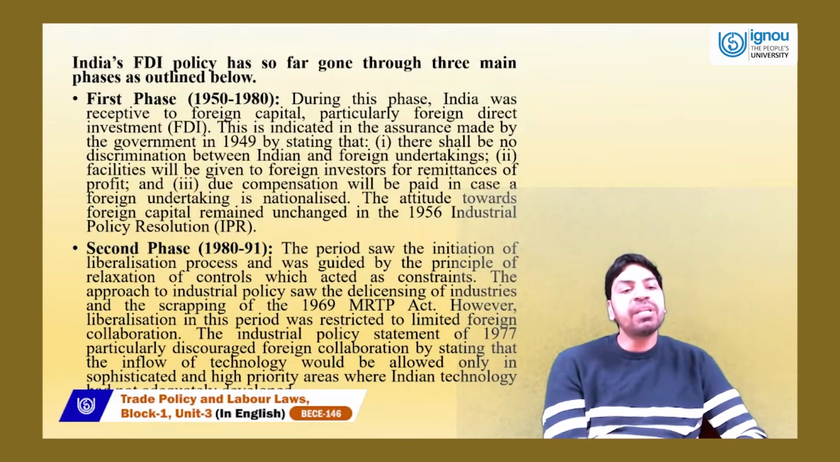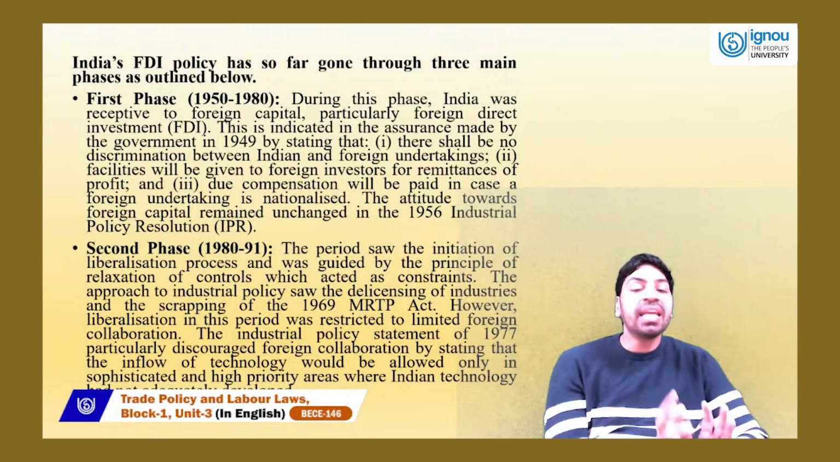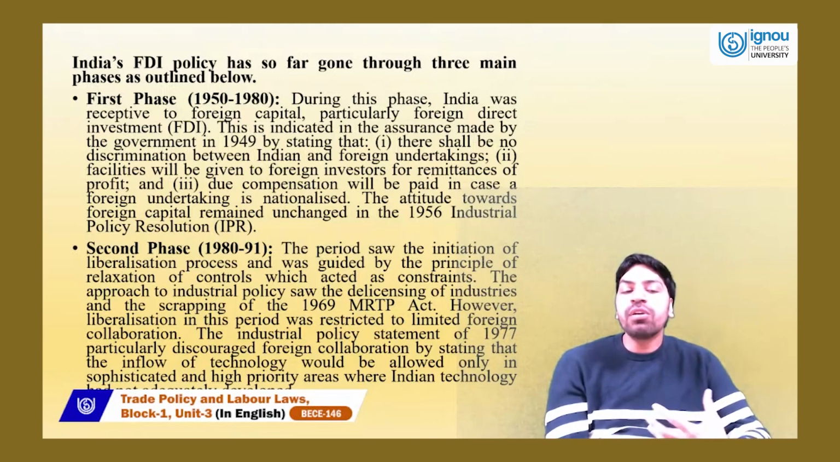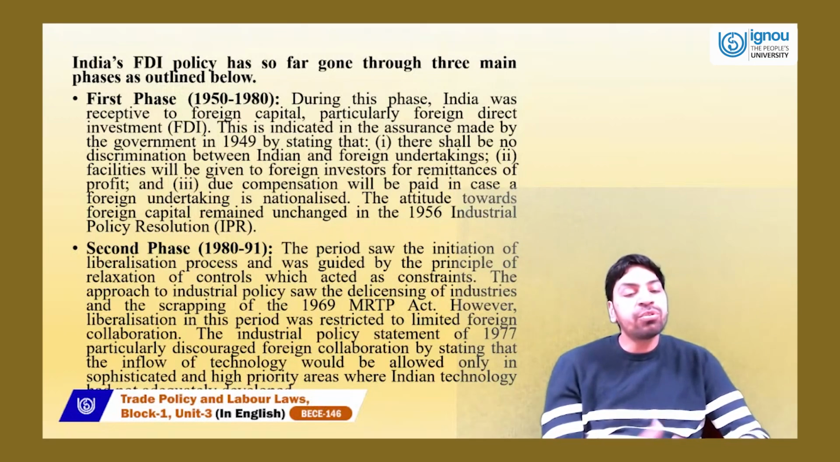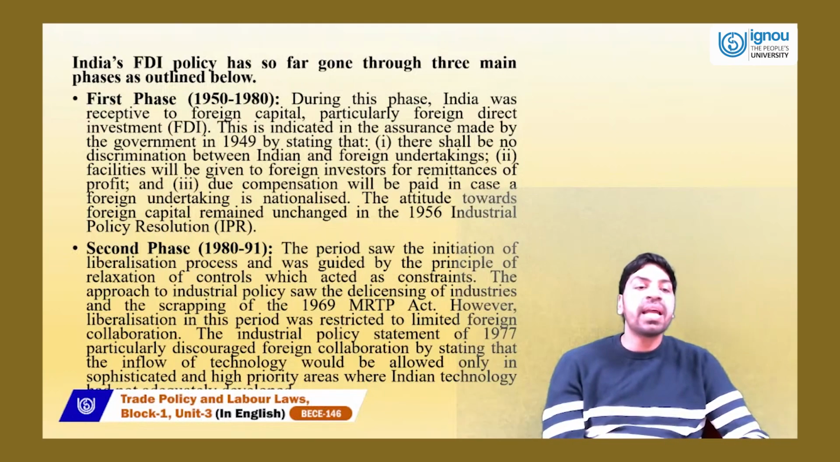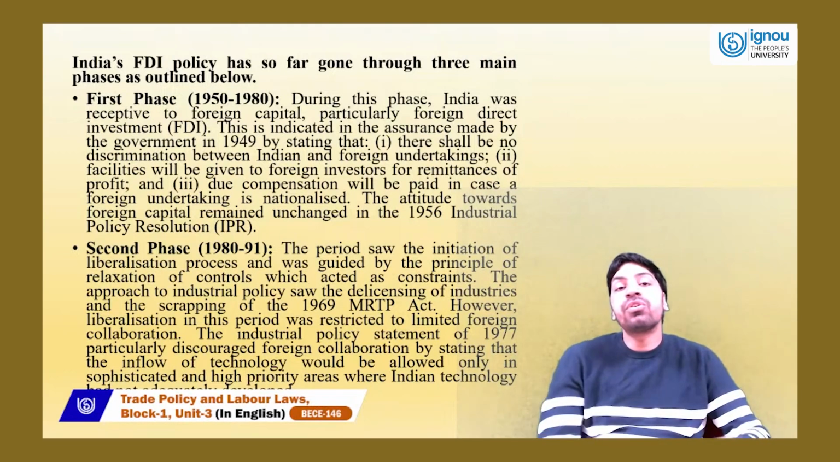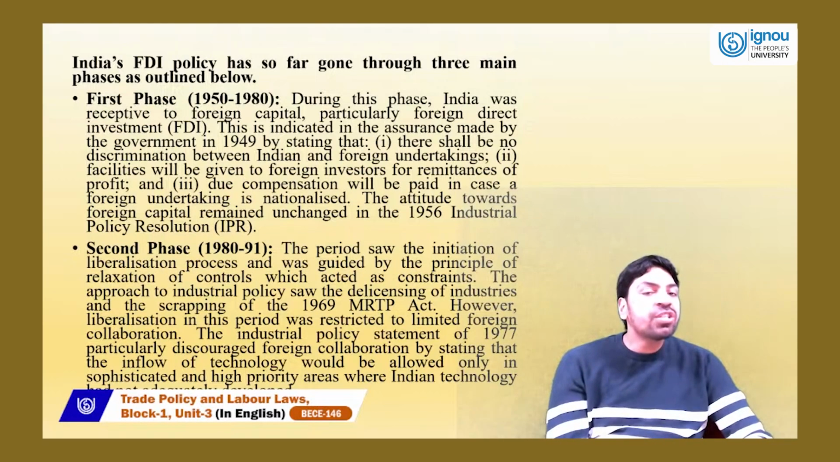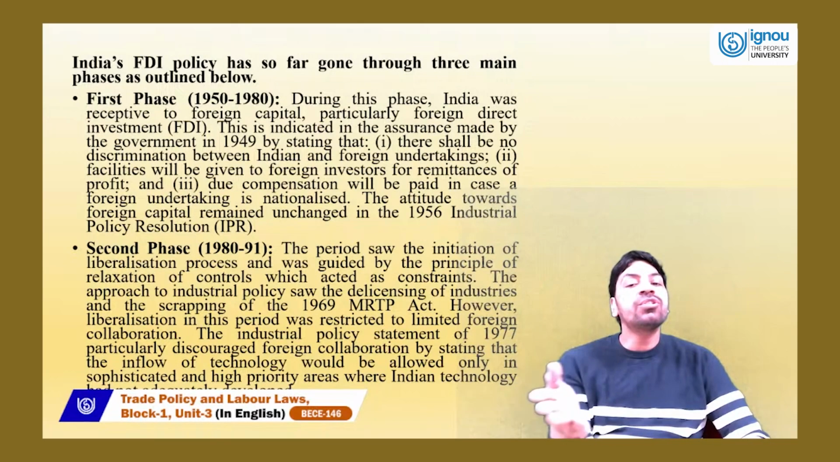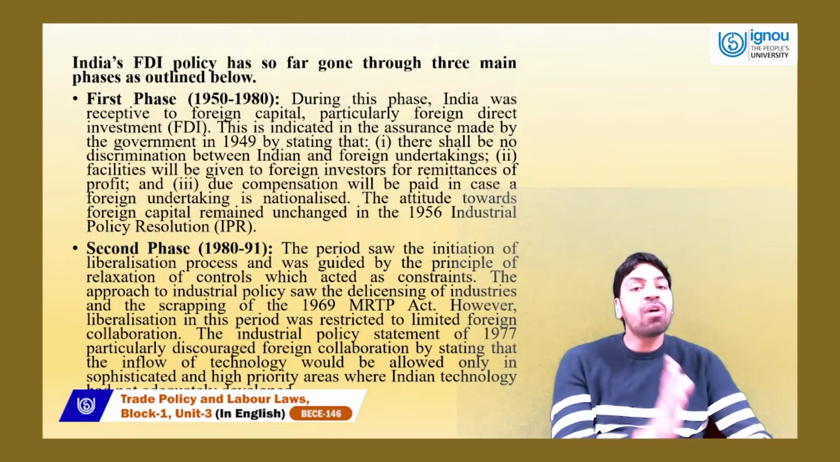The industrial policy statement of 1971 discouraged foreign collaboration, which indicates that the inflow of technology would be allowed in sophisticated and high priority areas only, where Indian technology could not be adequately developed. So if Indian technology could not be adequately developed, then automatically foreign direct investment in India plays a significant role, and as a result the liberalization process could not emerge fully, and it was limited to foreign collaboration only. So this is the second phase, where the liberalization process could not fully exist and was restricted to limited foreign collaboration.